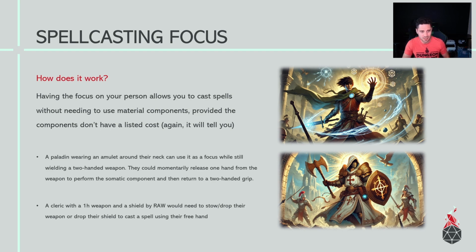So in his case, to use his shield as his focus, he would need to drop or stow his weapon to have a free hand. If he dropped his shield, he would still need the material components because he no longer has his shield on his person to cast the spell. That might get a little complicated. Watch that one again if it does. It'll make more sense if you try to use this in a game, which all of this will.